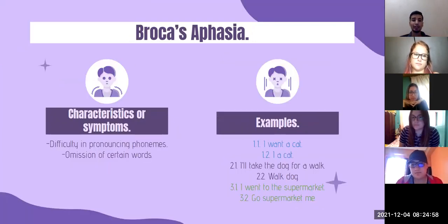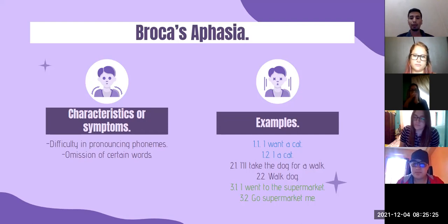Well, some characteristics or symptoms of this type of aphasia: basically, they have difficulty pronouncing phonemes and omit certain words. In this case, they are better at using the content words than the function words. Then we have here some examples.